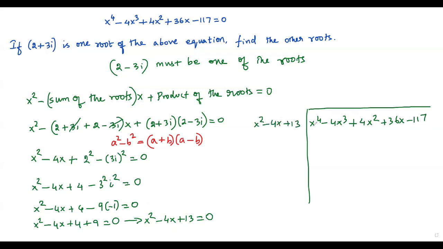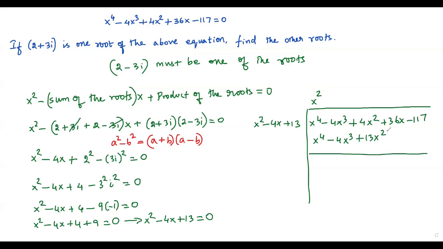Okay, my first step is to divide the first term of the dividend x to the fourth power by the first term of the divisor x square. When I divide x to the fourth power by x square, I'm just getting x square. Now I have to multiply this complete divisor by this x square. When I multiply x square by x square, I'm getting x to the fourth power. When I multiply negative 4x and x square, I'm getting negative 4x cube. And when I multiply x square and positive 13, I'm getting positive 13x square.